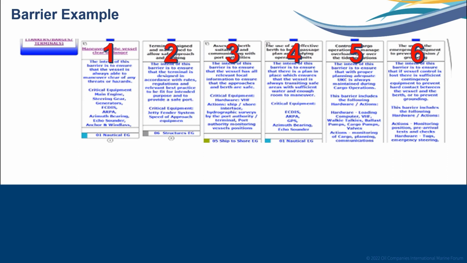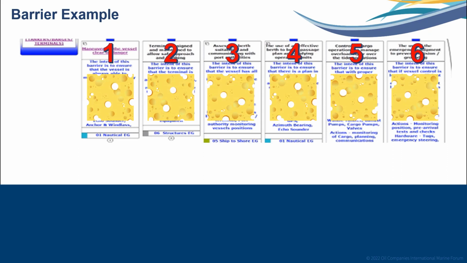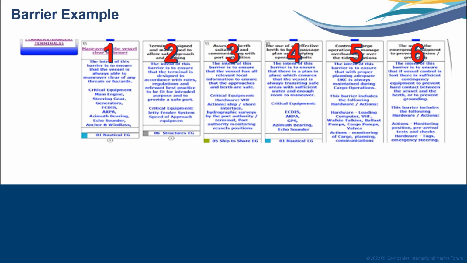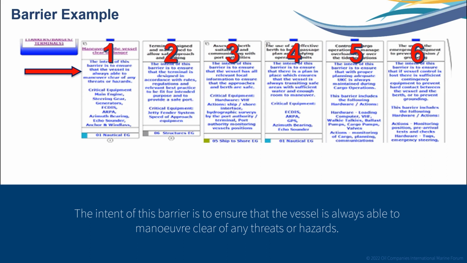So, if we were using the Swiss cheese model, then, in this example, there would be 6 slices of Swiss cheese or barriers. Let's now take the first barrier, which is maneuvering the vessel clear of danger. The barrier is described in detail, and in this case, it states, The intent of this barrier is to ensure that the vessel is always able to maneuver clear of any threats or hazards.